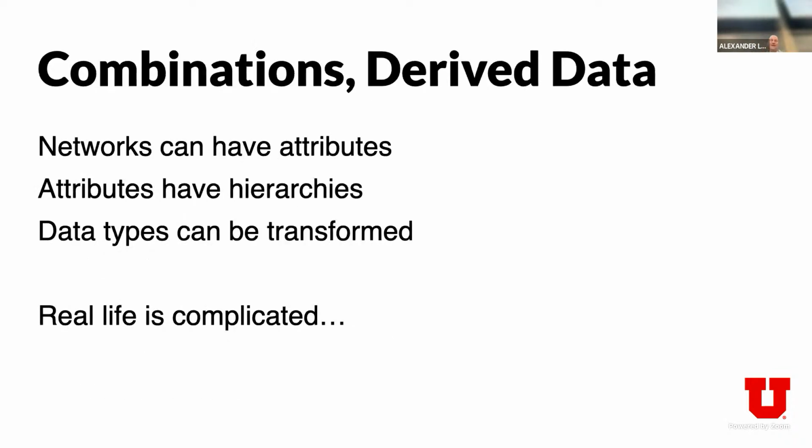Great. And then, of course, in reality, things are complicated, right? We have combinations, we have derived data. So networks can have attributes, attributes can have hierarchies, data types, as we just talked about, can be transformed. And real life is complicated, and we'll see these compound data types frequently. For example, when you do your projects, you might encounter mostly compound data types.